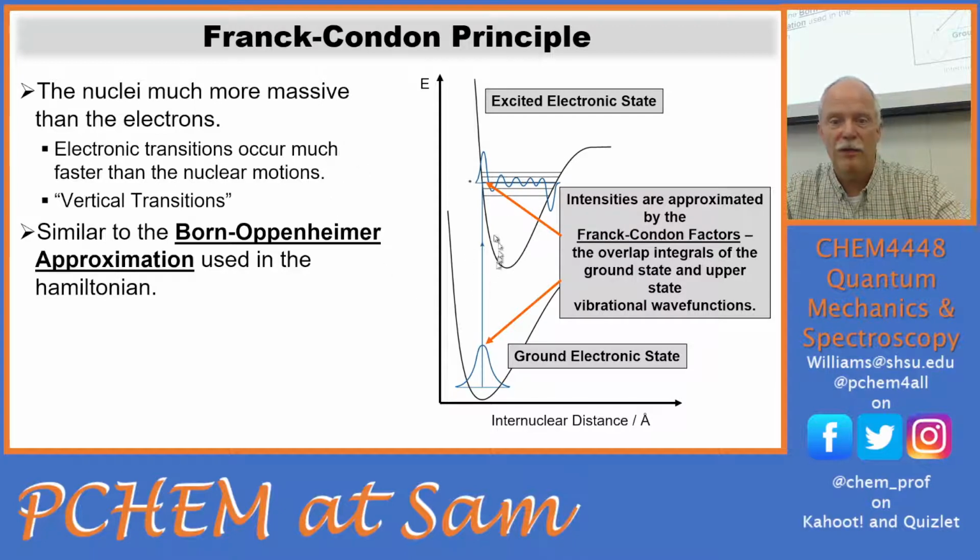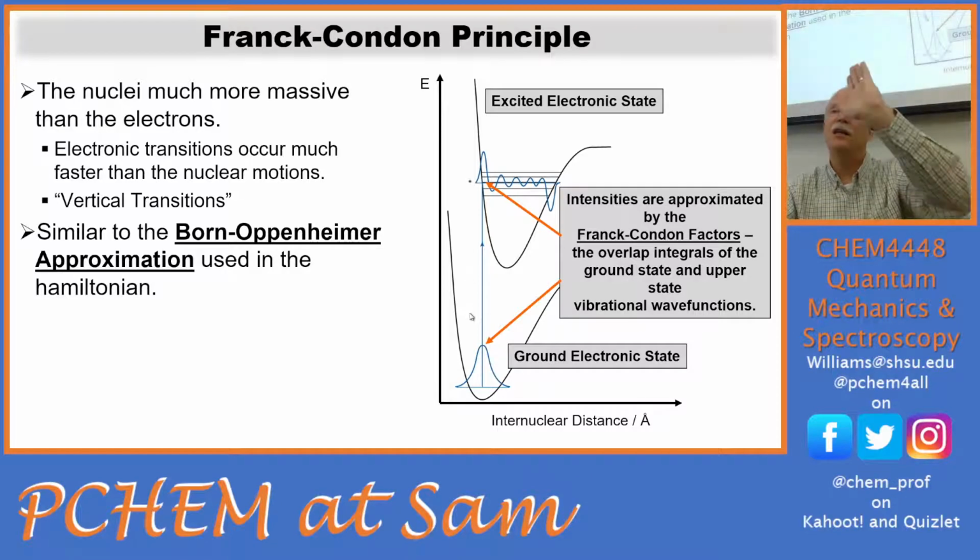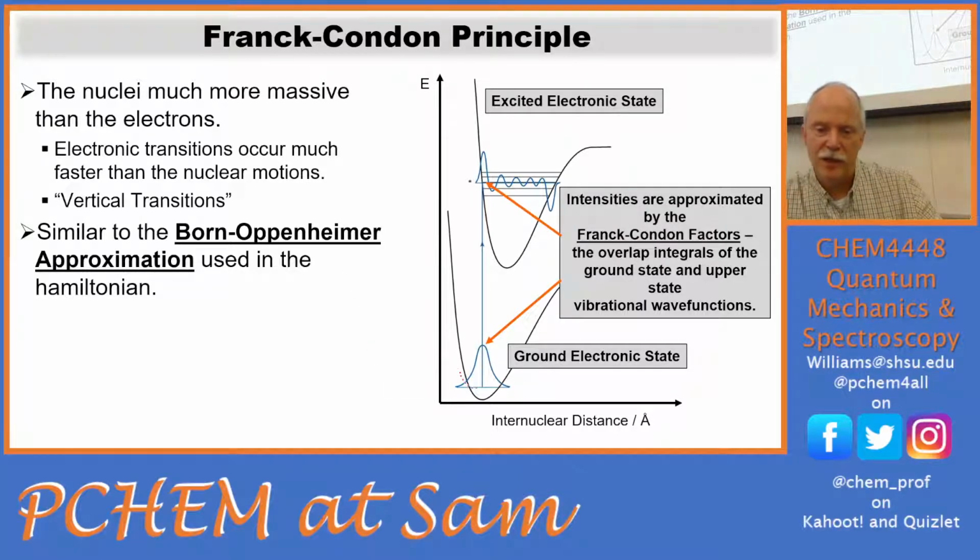Notice I've been drawing my transition arrows straight up. They call them vertical transitions, because light's so fast, there's no time for the bond to stretch while light is being absorbed. So think about this. If I'm in this molecule, this is my structural parameter, the internuclear distance. For me to go diagonal here, what has to happen? My bond has to stretch at the same speed as light coming in and interacting with the molecule. That can't happen. And again, that's the Born-Oppenheimer approximation.